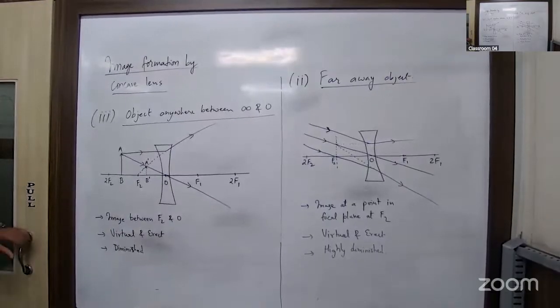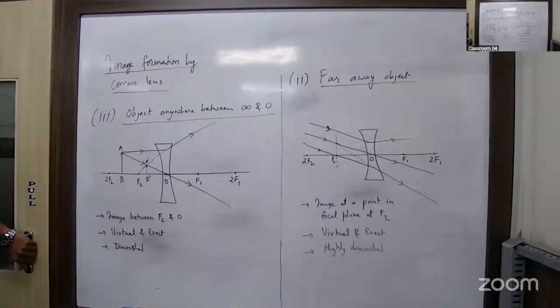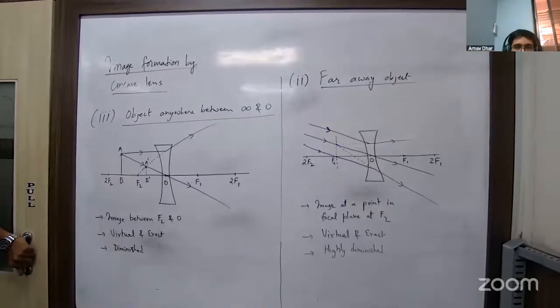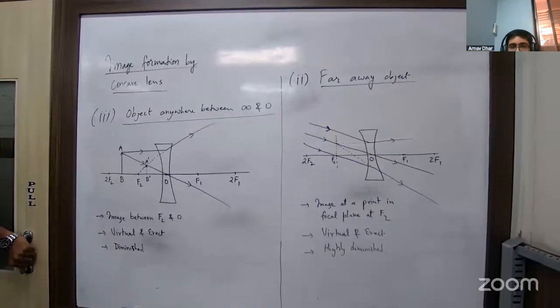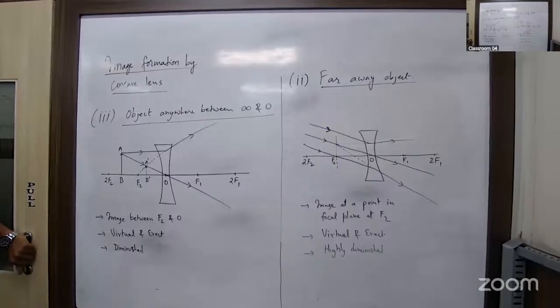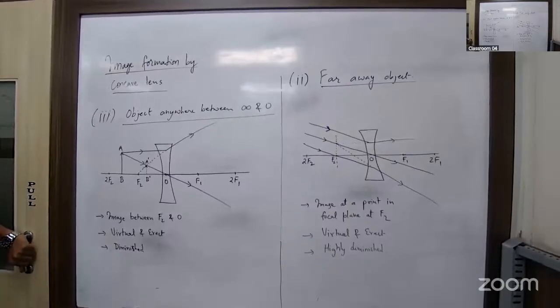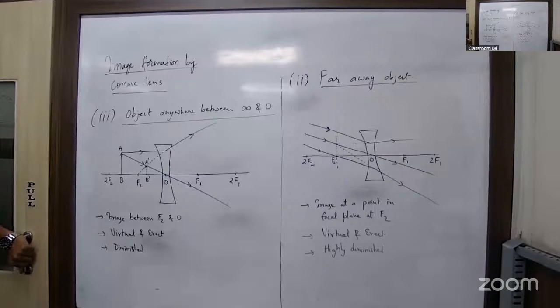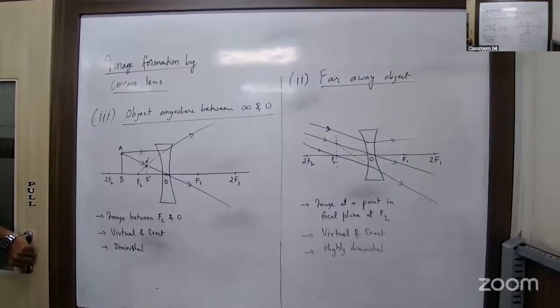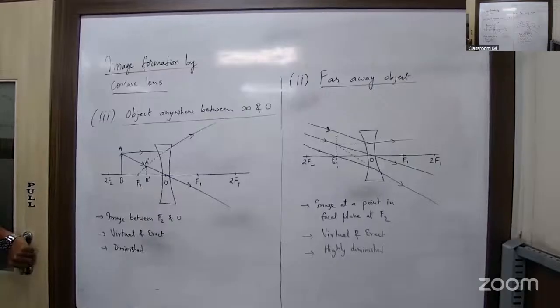So what is the observation here? The image is always diminished. Yes, image is virtual and diminished in case of concave lens always. Whereas in convex lens, the image is virtual and magnified. That's the difference. The virtual image in convex lens is magnified, whereas in case of concave lens, it is diminished.